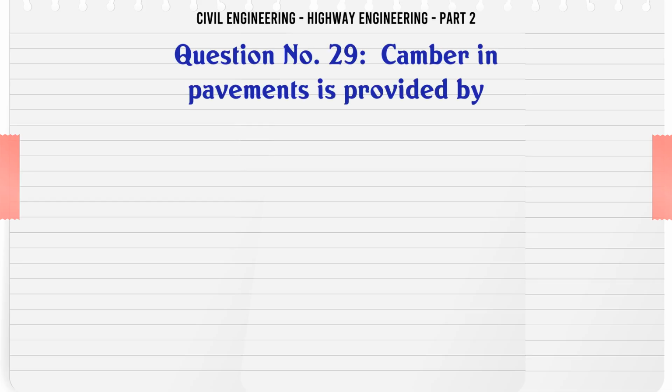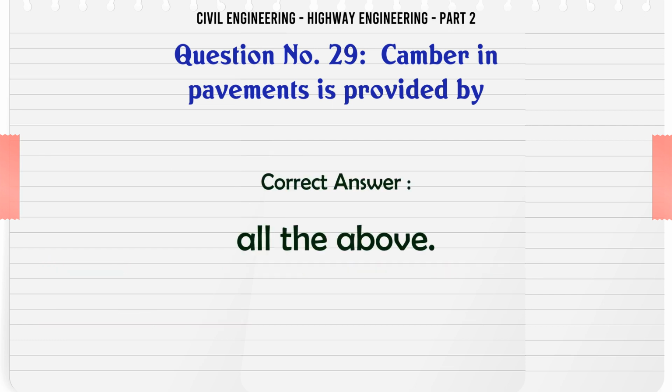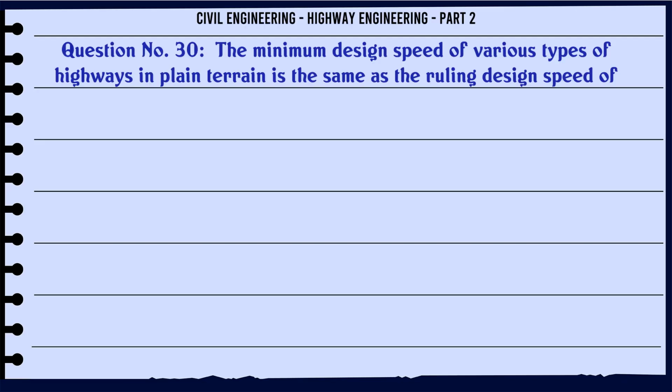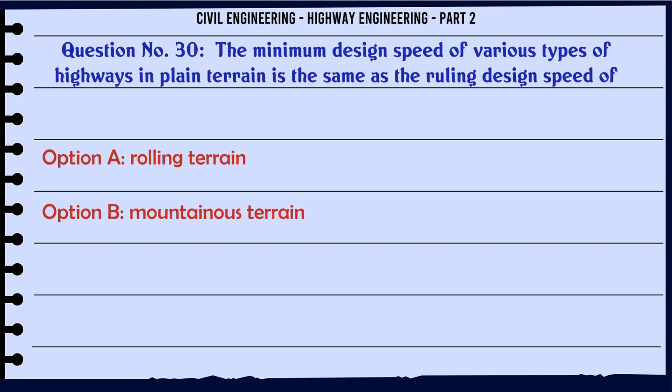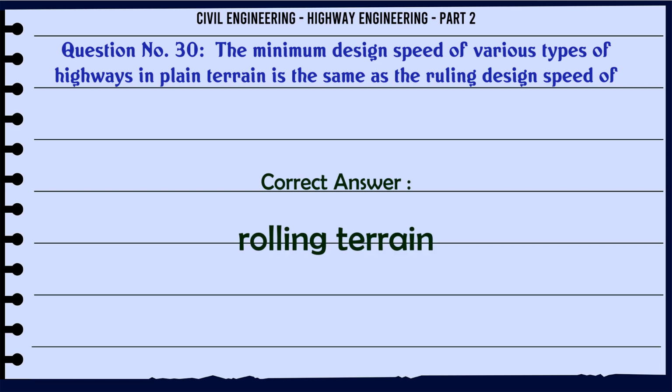Camber in pavements is provided by A. straight line method, B. parabola method, C. straight at the edges and parabolic at the crown, D. all the above. The correct answer is all the above. The minimum design speed of various types of highways in plain terrain is the same as the ruling design speed of A. rolling terrain, B. mountainous terrain, C. steep terrain, D. none of these. The correct answer is rolling terrain.